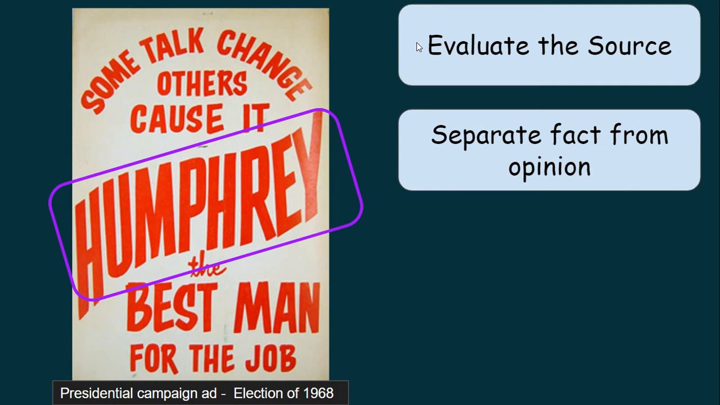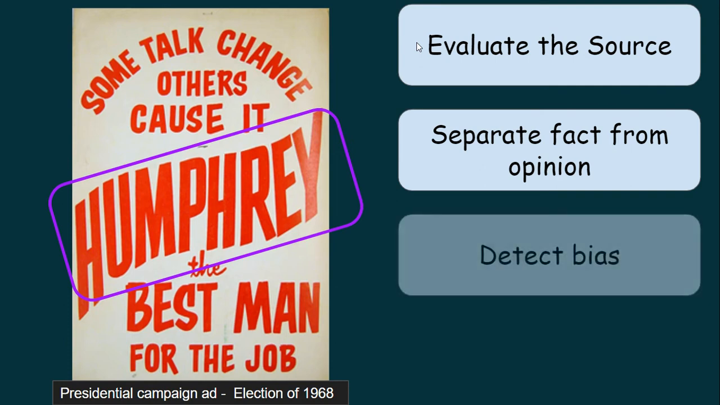So if we're trying to separate fact from opinion, it's pretty clear that saying that somebody is the best is an opinion. It might be a valid opinion and it might not be malicious in that they're trying to purposefully dissuade somebody, but it's not a fact. So this poster would be opinion. And then detecting bias. Humphrey is the person who wants to become president. So he's going to be biased toward himself, thinking that he's the best man for the job.